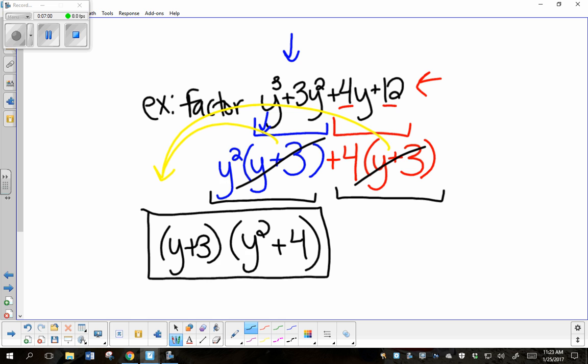Remember, when we're factoring, everything needs to be separated by a separate set of parentheses. No pluses or minuses in between the parentheses. All right, let's try another one. We're going to try this method again of factoring by grouping.